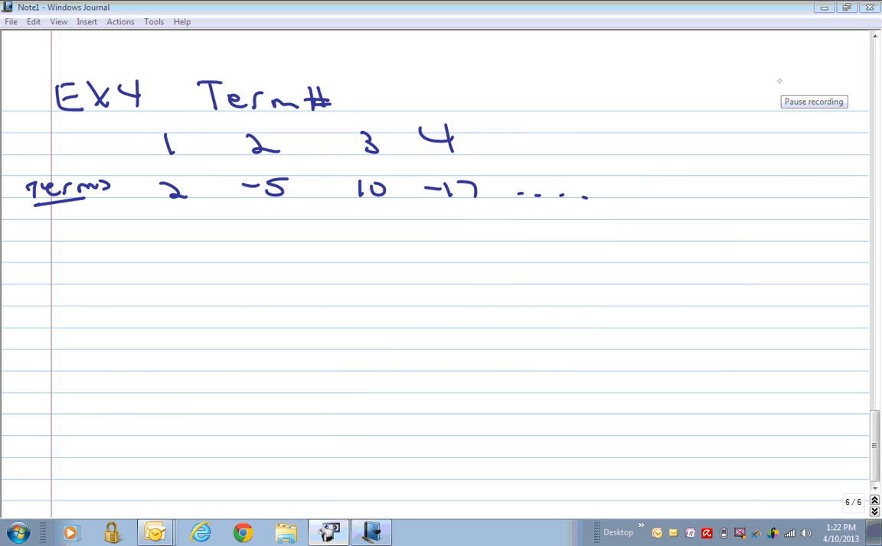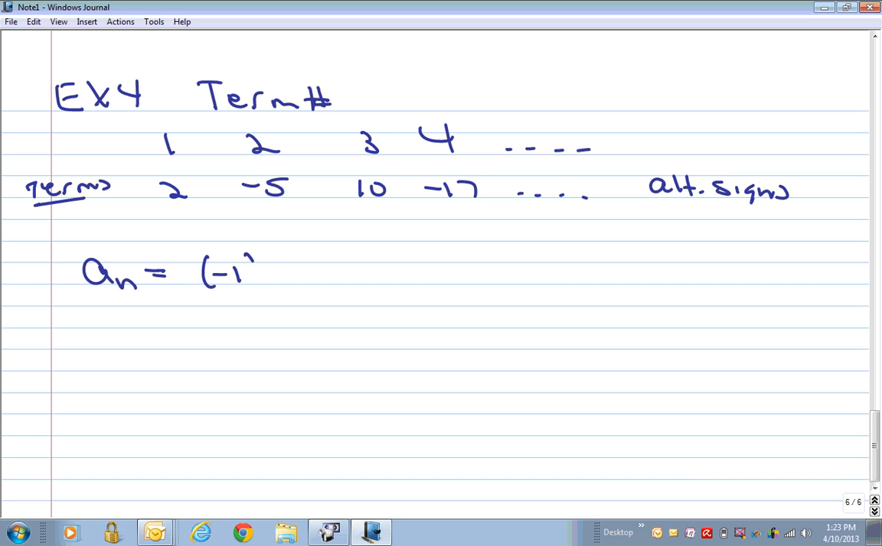All right, here we have another example. Our term numbers are 1, 2, 3, 4 again, and they would continue. And our output, or our terms in our sequence, are 2, -5, 10, -17. The first thing I see is that alternating sign. So we know we have to take care of that. And then we're going to have to take care of some other things. So we're going to try to find our a sub n. First, we want to take care of the alternating sign.